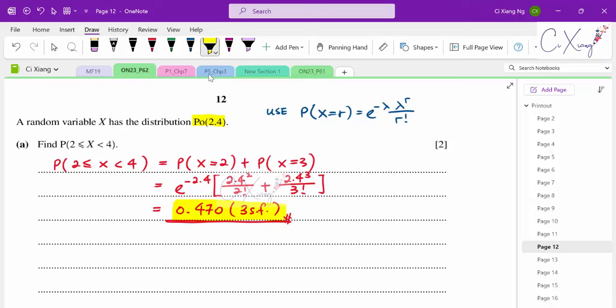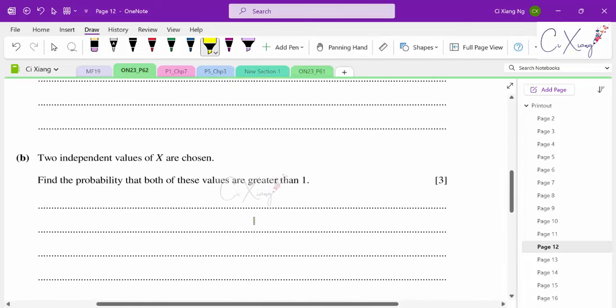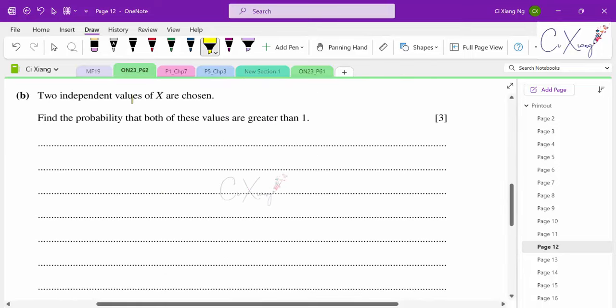Yeah, so question number 1 is very straightforward, right? Okay, then let's have a look at part B. For part B, now they are saying that 2 independent values of x are chosen. Find the probability that both these values are greater than 1. Both are greater than 1.